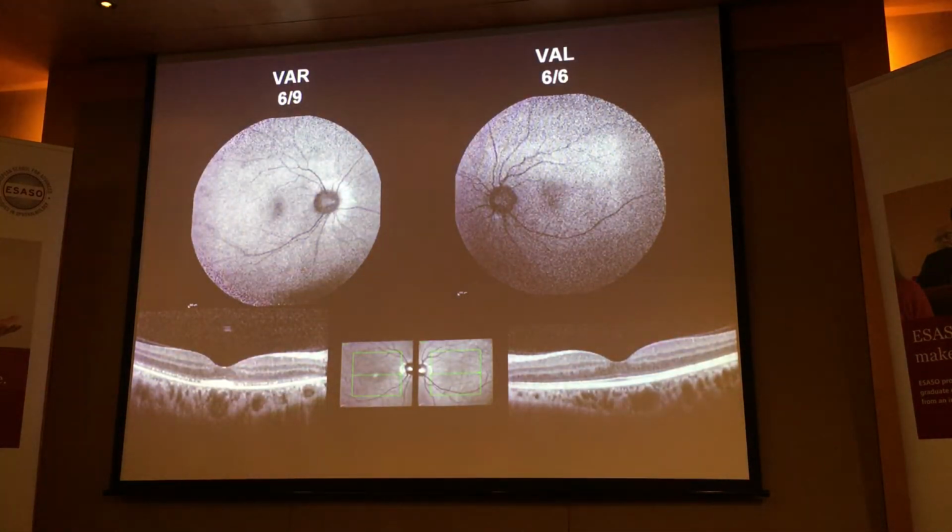Patient came back. We've now got very hyperautofluorescence, similar to that which you see in AZOOR, and now we've got definite hyperreflectivity. Now that doesn't mean the photoreceptors have come and gone, or sorry, gone and come back.